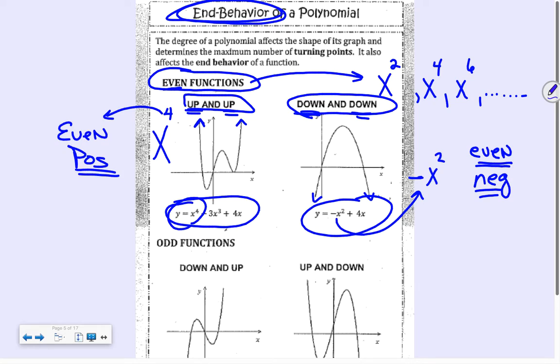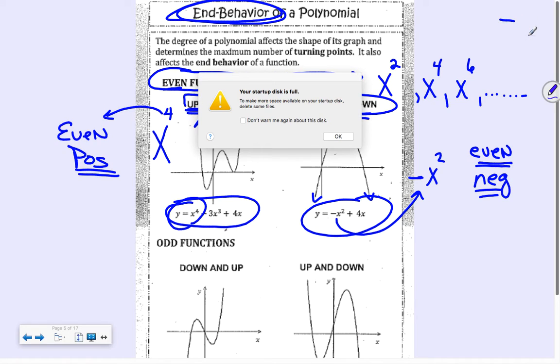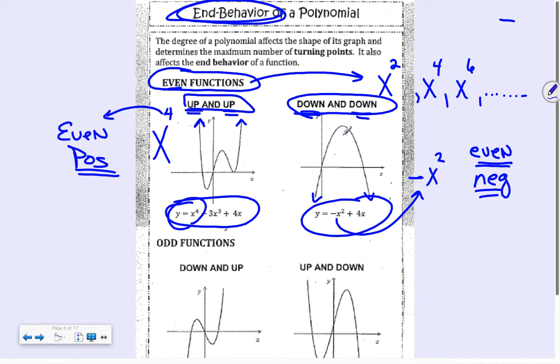Okay, so would you guys tell me this? Negative x to the 10th. Tell me what that means. We're going down, down, aren't we? That's a down, down. Okay. All right.